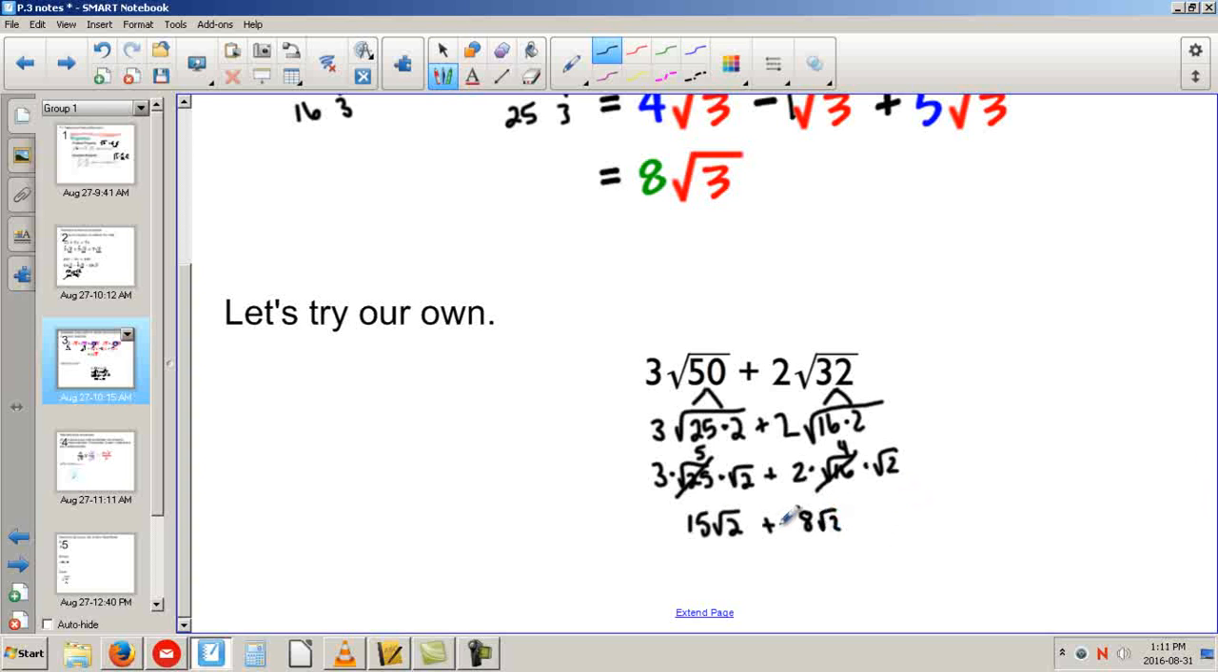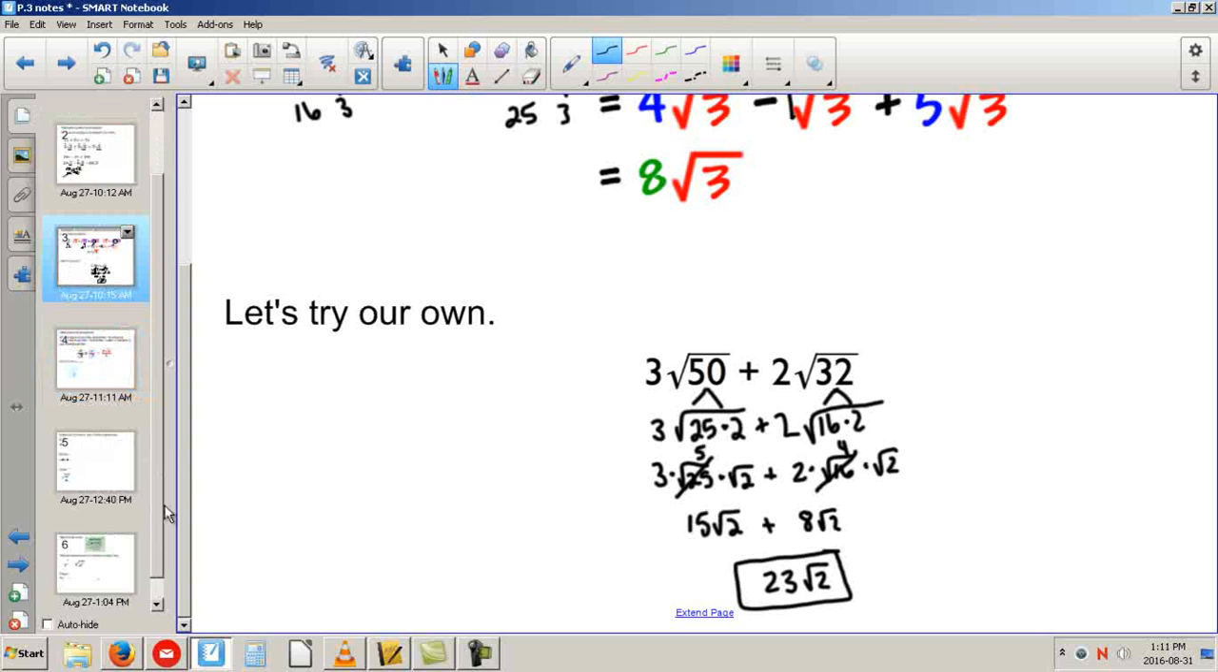Now 15 root 2 plus 8 root 2, I add the 15 and 8 to get 23 with a root 2 left over. Notice the square root 2 did not change, because when you add things, it's like adding x's, they get to stay the same. Okay.